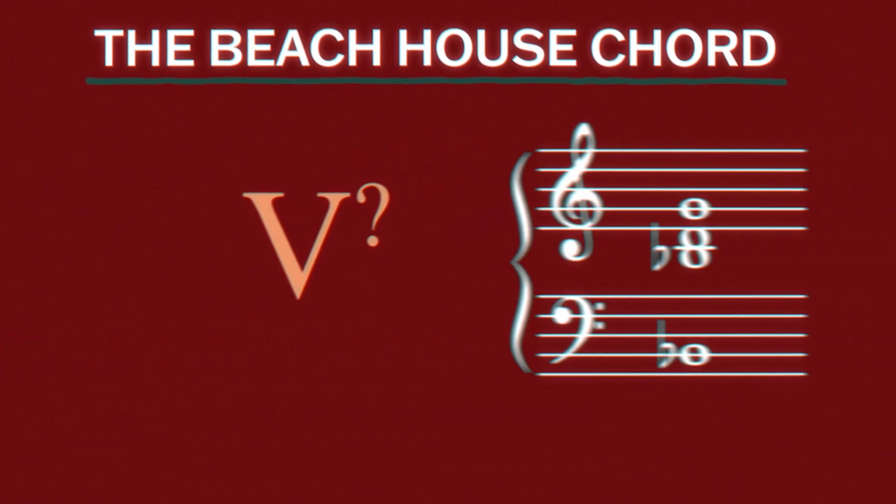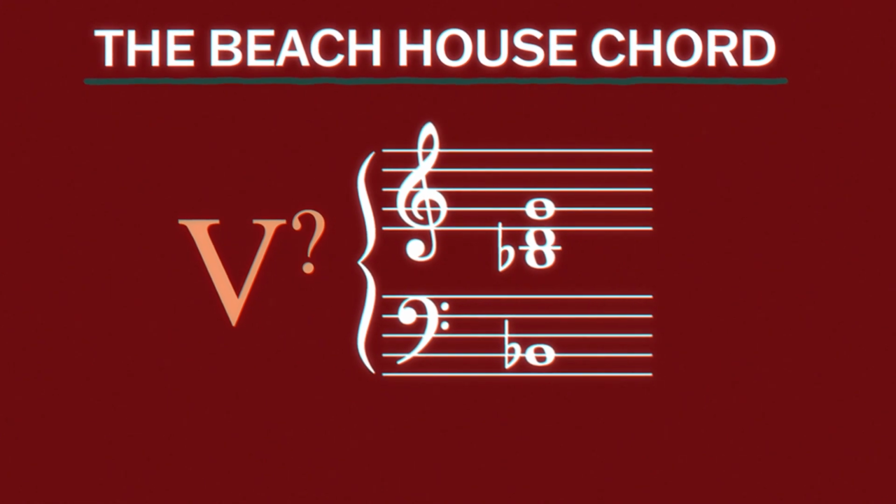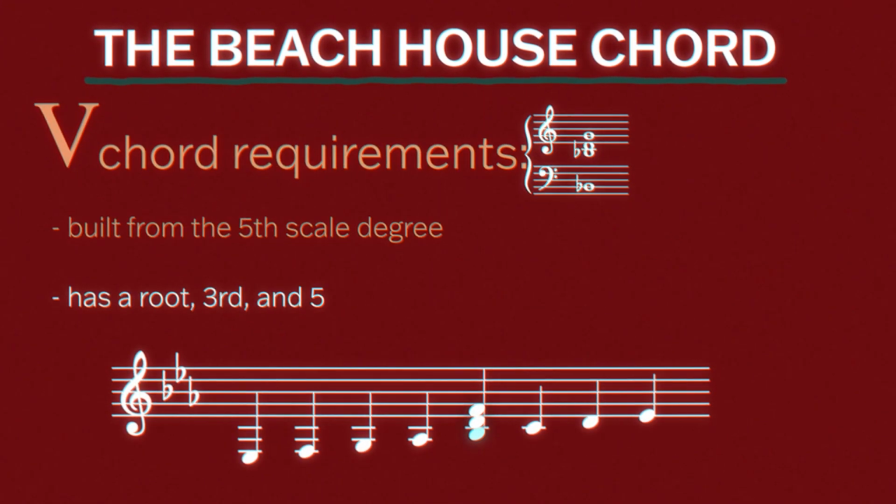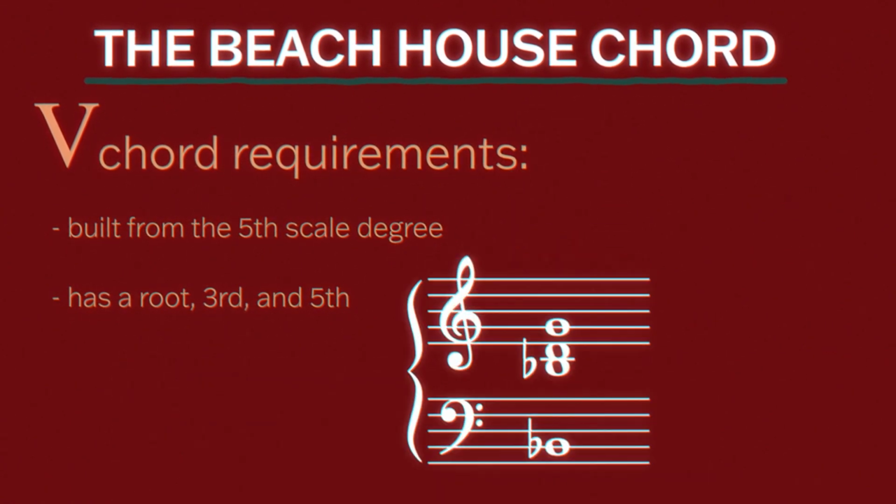If you do know what a dominant chord is though, you might be thinking, this doesn't look like a dominant chord. A dominant chord should have the root, third, and fifth, and should be built from the 5th scale degree of whatever key we're in. Well, let's look at the Beach House chord and see why it's different.